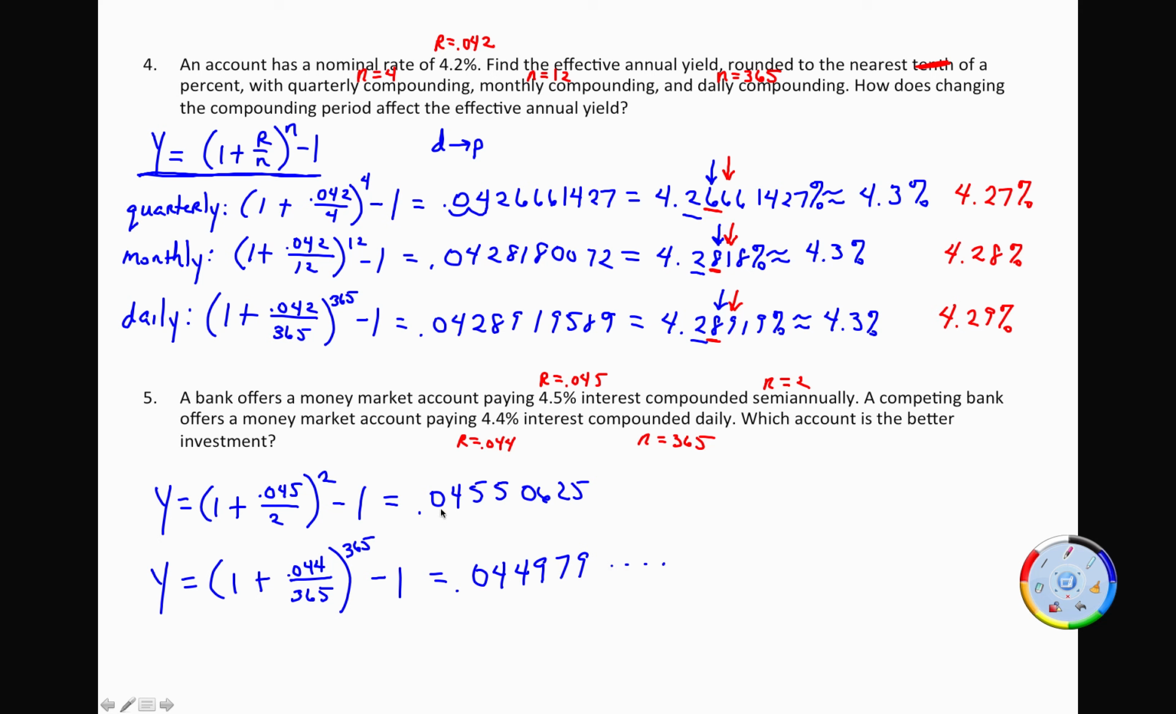Okay, but I can already compare 045, 044. This one, 4.5% compounded semi-annually, is the better deal. It's going to give me 4.6% basically, and this one's going to give me 4.5%. Right? If I change this to a percent and round to the nearest 10th, changing it to a percent will get me 4.55%. This one would get me 4.49%, 4.497.